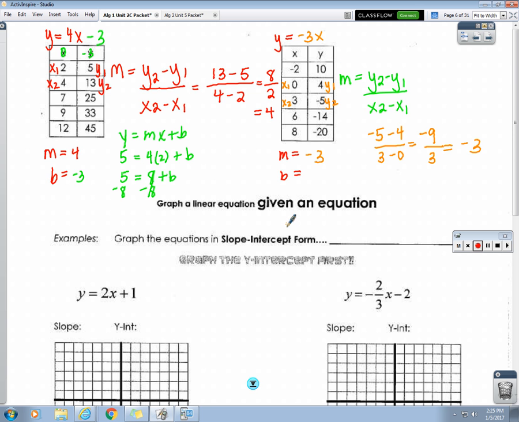We now have to find the b, but this one's a little bit easier. Why? It's visible. There's your y-intercept right there, 0, 4. So negative 3x plus 4.